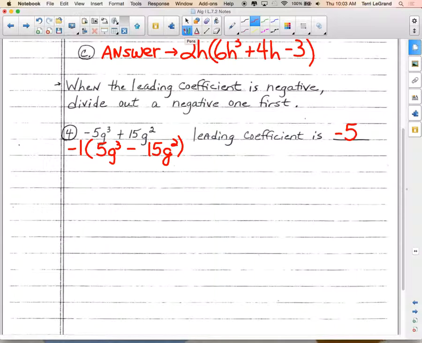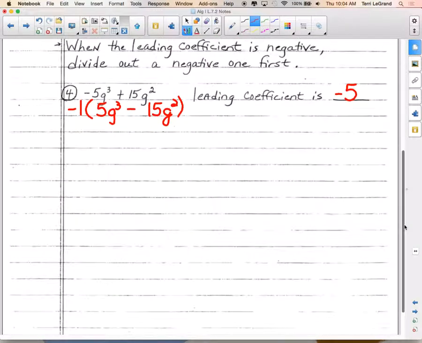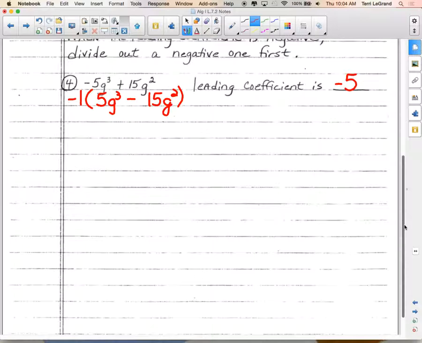So we pull that -1 out. The terms of the polynomial change to their opposite. And now here's what we're going to do. We're going to go like this, so we don't forget it in the end. We're going to ignore it for a while, but we don't want to forget it in the end. So we're going to just work with this part right here.